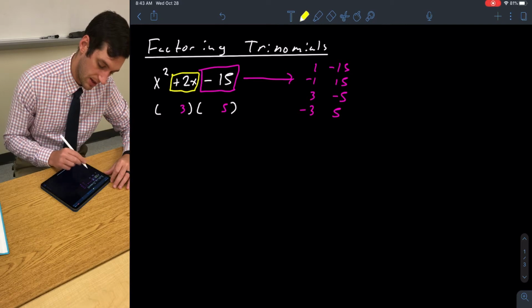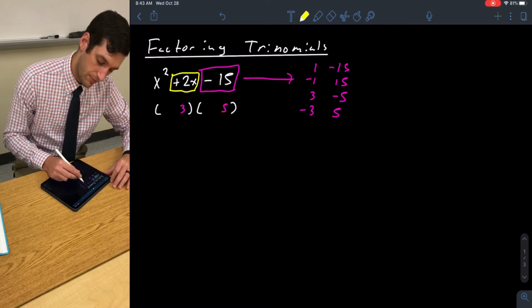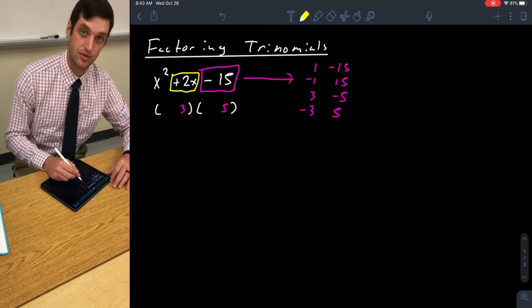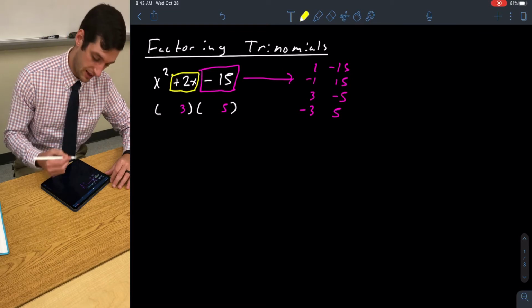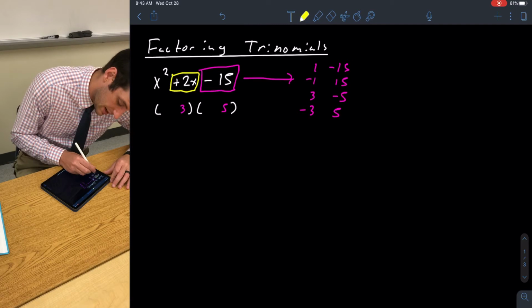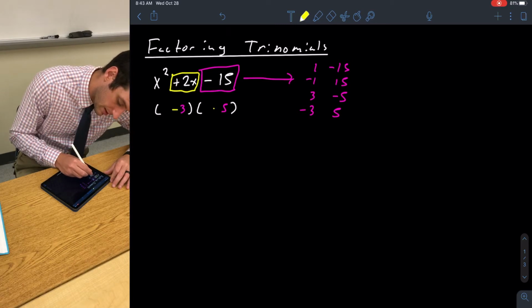So what are they going to be? So is it going to be positive 3 and negative 5? Well, 3 plus negative 5 is negative 2. This is not negative 2. Negative 3 plus positive 5 is positive 2. So that's what it ends up being, negative 3 and positive 5.